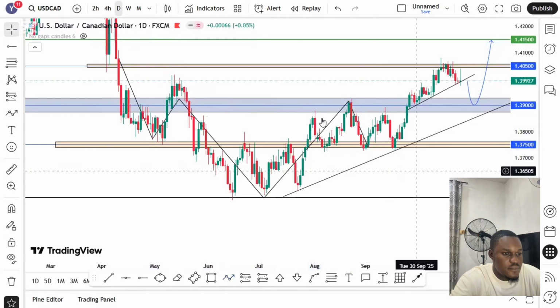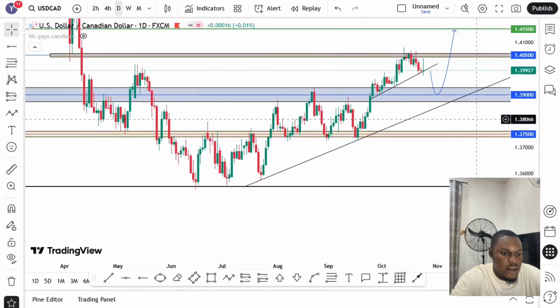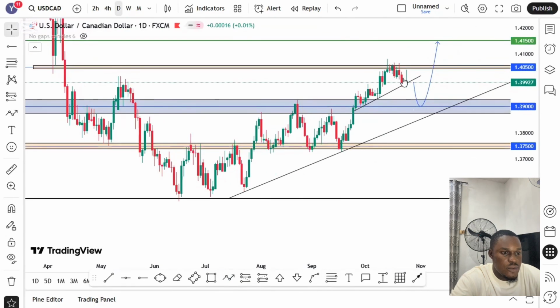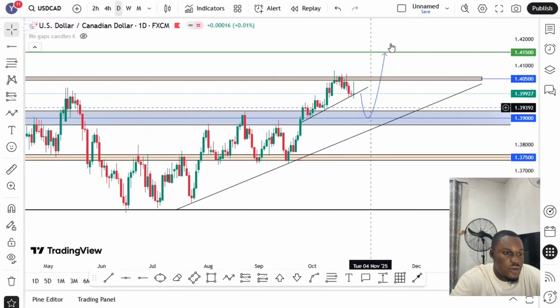So what I expect the market to do: I expect the market to come and tap into this major level to retest the neckline, and move to the upside to continue the uptrend. That is what I expect the market to do.